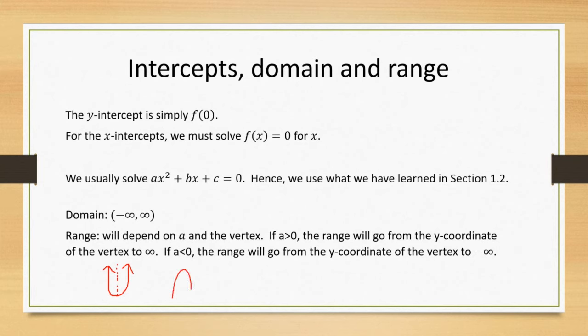If A is negative, the only difference is that instead, it's going to go from minus infinity up to the vertex. So you're either going to get some number to infinity or minus infinity to some number. So, I mean, if you graph it, then you should still be able to get the range that way, but you can get it without graphing it in this case.